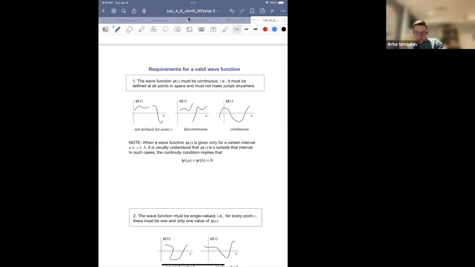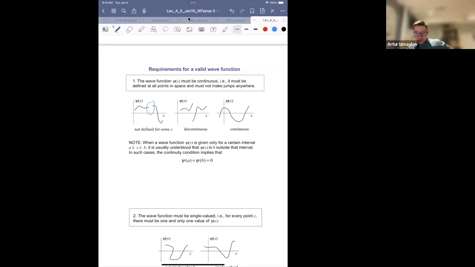And defined in the points, right? Everywhere. Otherwise, they're just sort of, we don't know about the system there in those points, right? So these are some examples.